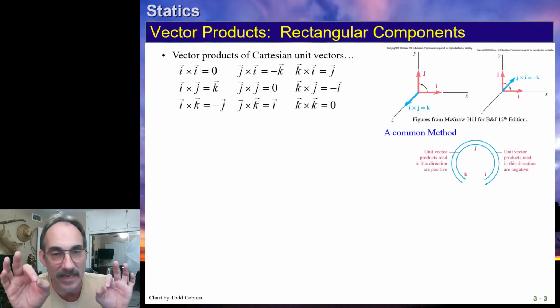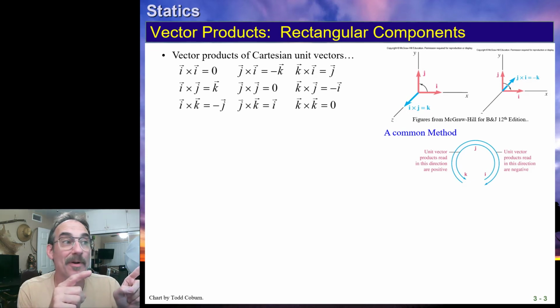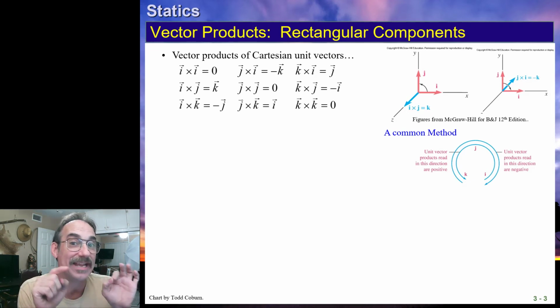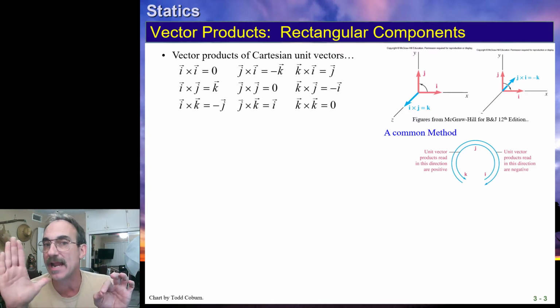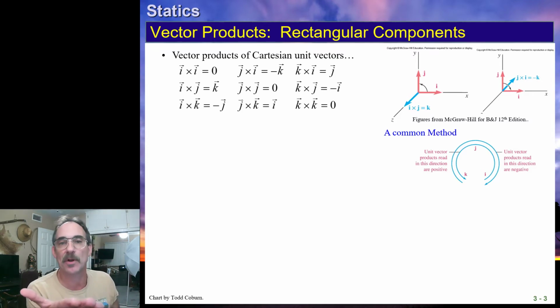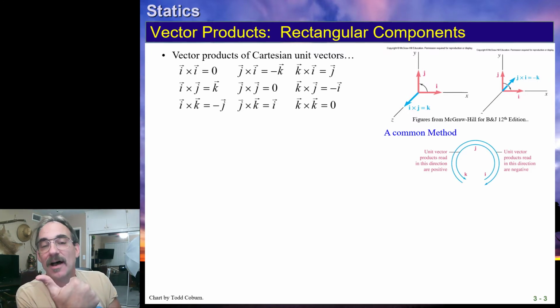Not in my opinion the easiest way or the best way to learn it, because now you get this additional rule. It's a lot easier, remember, I cross I is 0, J cross J is 0, K cross K is 0, and everything else is defined with a right-hand rule, pointing your fingers in the direction of the first vector and wrapping them toward the second vector, looking at the direction of your thumb to find the orientation of the resultant vector.